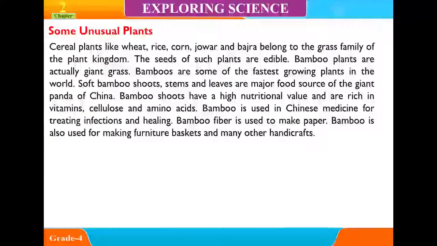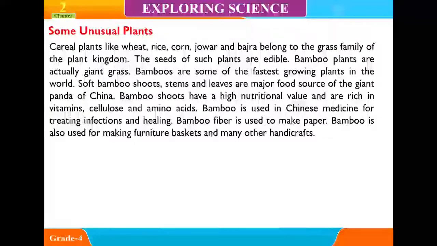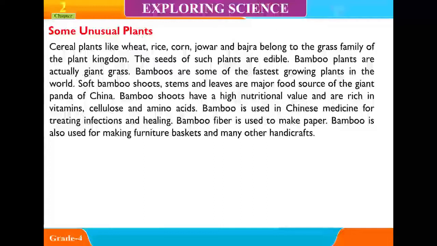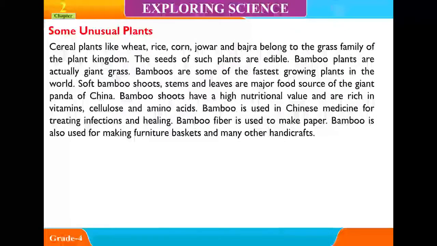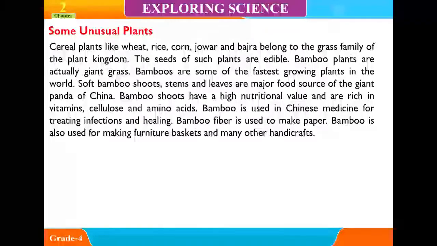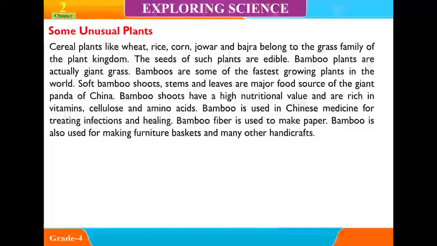Plants of the grass family. Cereal plants like wheat, rice, corn, jowar, and bajra belong to the grass family of the plant kingdom. The seeds of such plants are edible. Bamboo plants are actually giant grass. Bamboos are some of the fastest growing plants in the world. Soft bamboo shoots, stems, and leaves are major food source of the giant panda of China. Bamboo shoots have a high nutritional value and are rich in vitamins, cellulose, and amino acids.